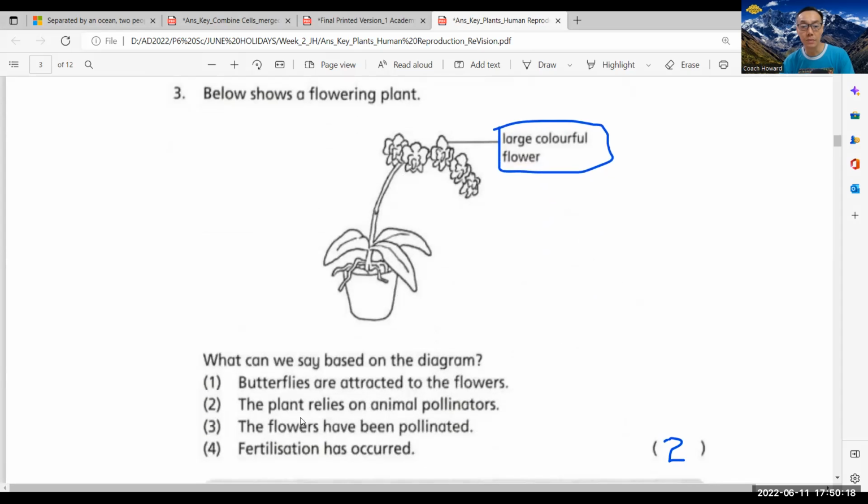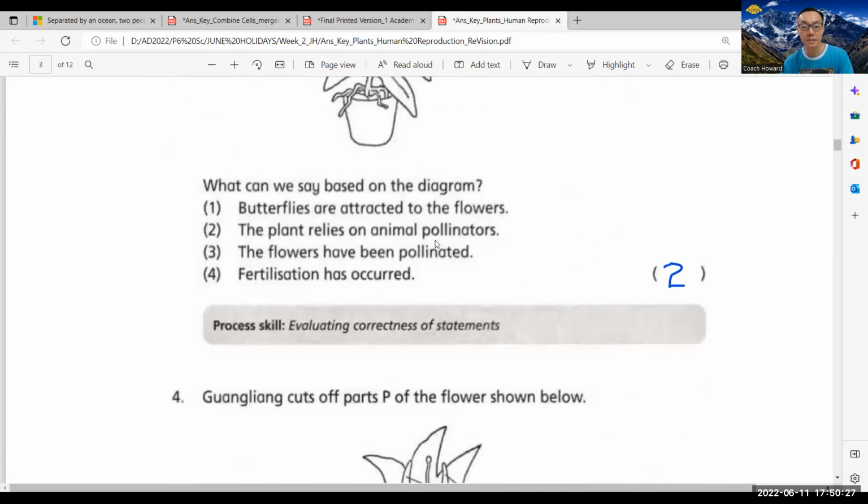So the answer is 2. The plants rely on animal pollinators. These animal pollinators can be insects, also birds, and even bats, which are mammals.